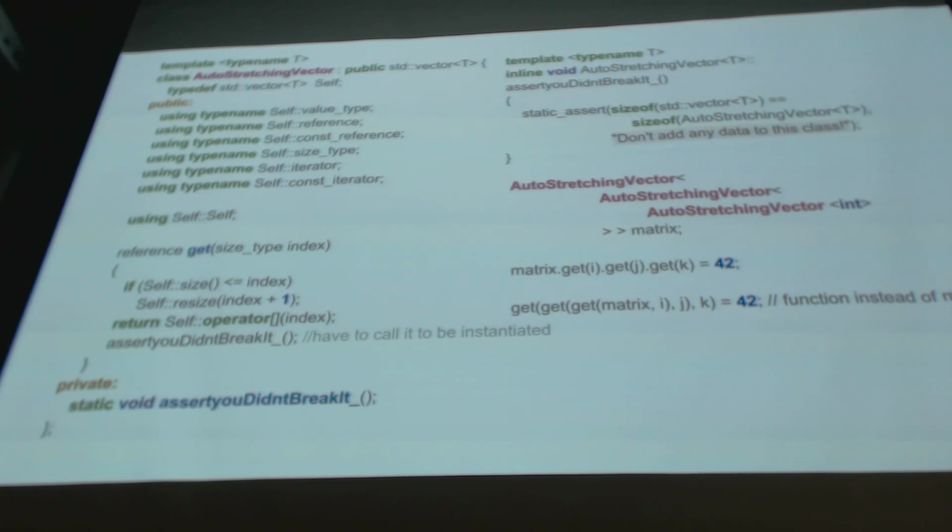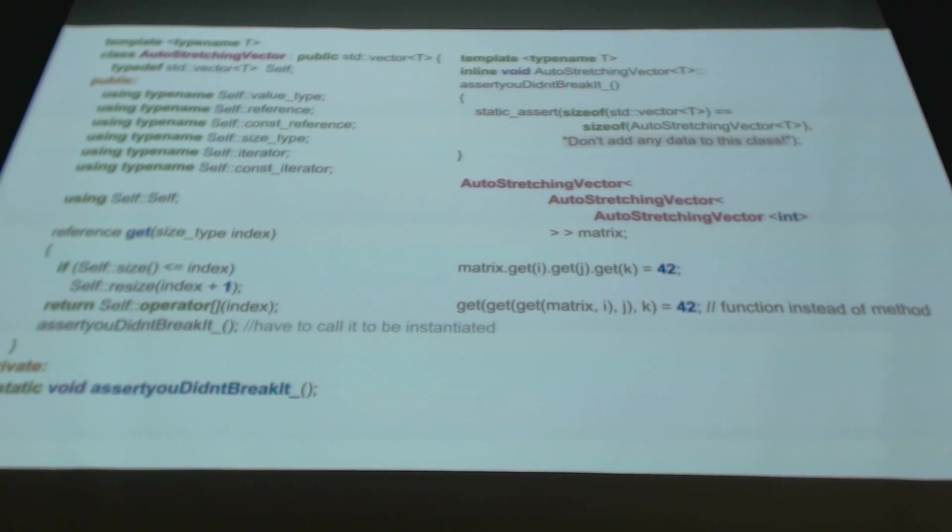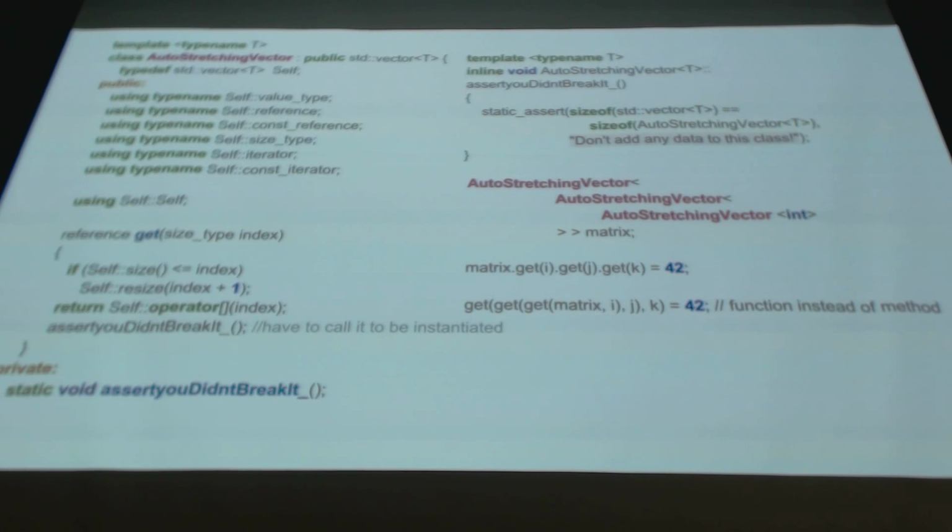Another thing is why it's nice to have a member function instead of some global function to do this, because that one is much nicer than this one.